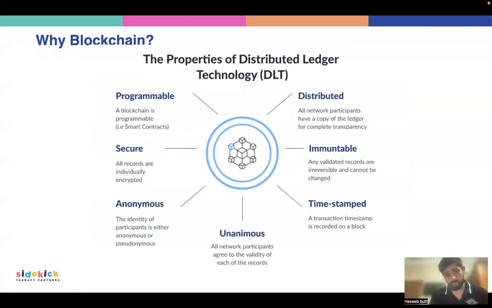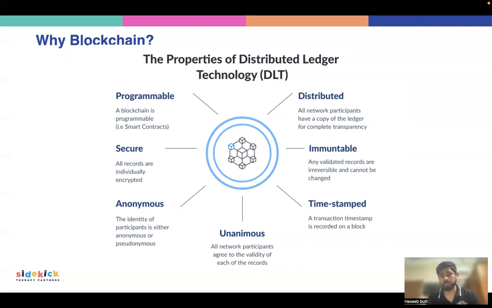So why blockchain? There are some properties. Actually, the blockchain uses DLT. This is called the distributed ledger technology. Behind blockchain, there is a distributed ledger technology. So there are some properties of the distributed ledger technology. It is distributed: all network participants have a copy of the ledger for complete transparency. If there are thousands of computers, they will all have the copy of the ledger. So nobody can change any transaction without getting noticed.